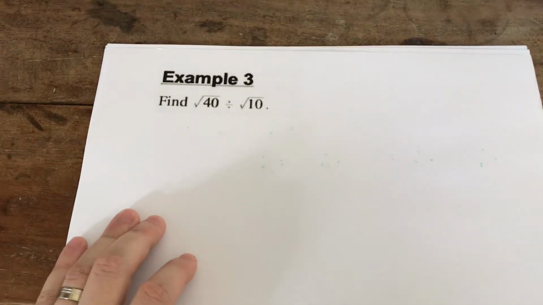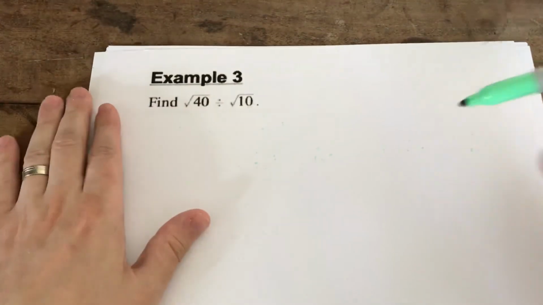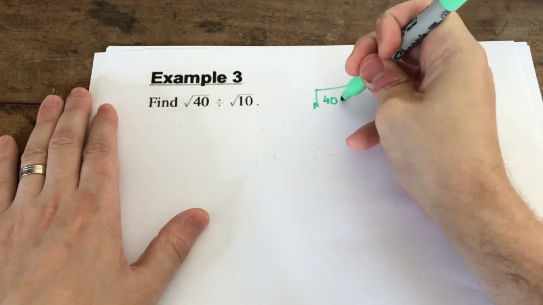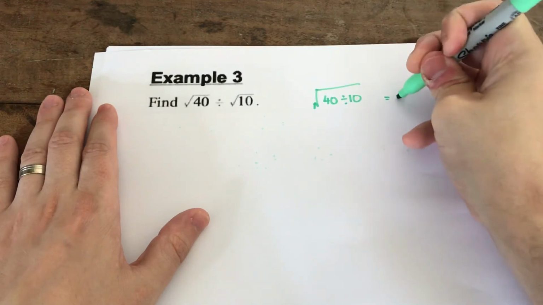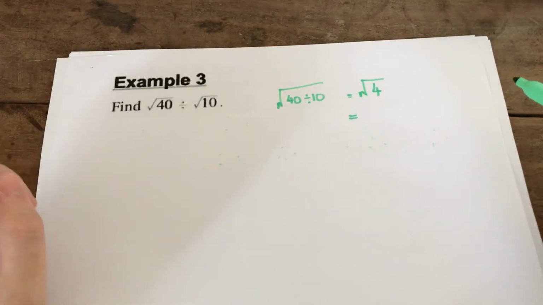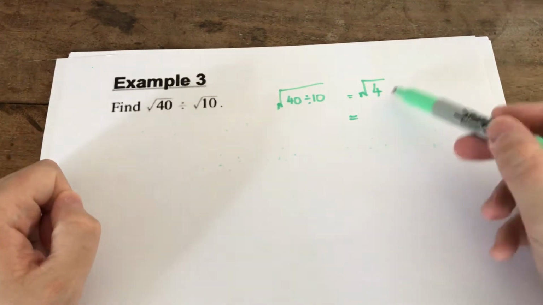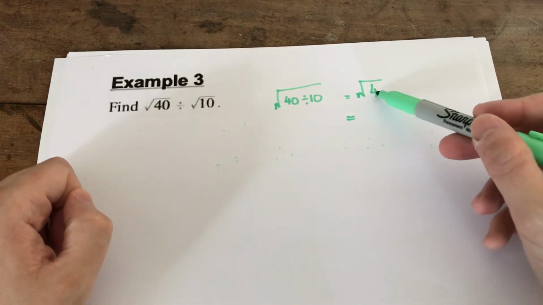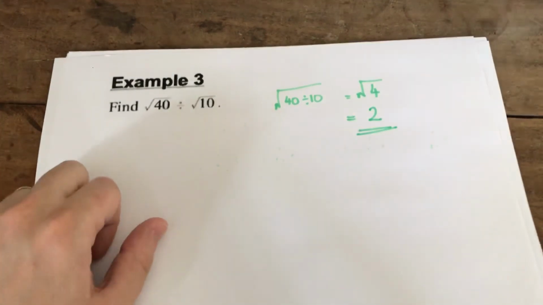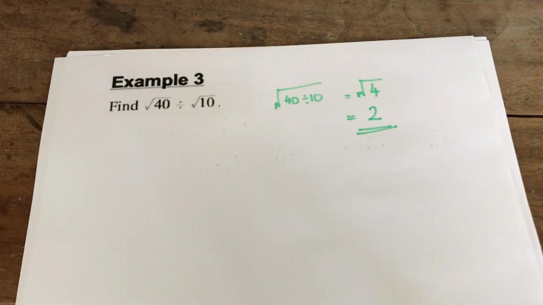In this case, I'm asked to do a division. And again, I just do the square root of 40 divided by 10. Now that gives me the square root of 4. Now, there's something special about the square root of 4. If you have a problem that leaves you like this, it is a square number. So my final answer is just 2. And that's all I have to do for this question.